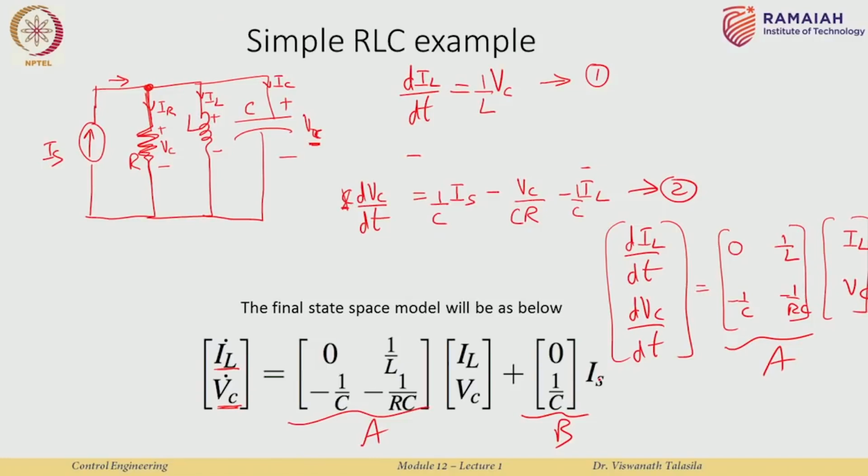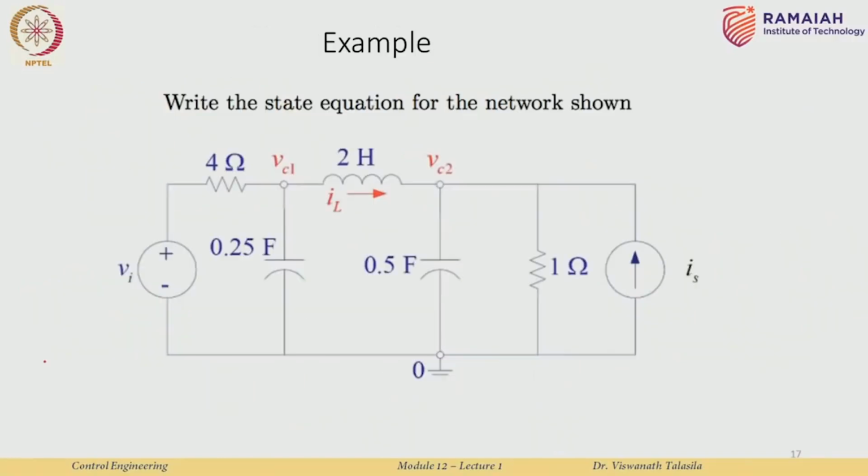Let us say that you want to make a measurement of both the current flowing through the inductor as well as the voltage drop across the capacitor. In that case, your y equals Cx will have the following form. It will be 1, 1, and you will have IL and Vc, assuming you want to make both the measurements.